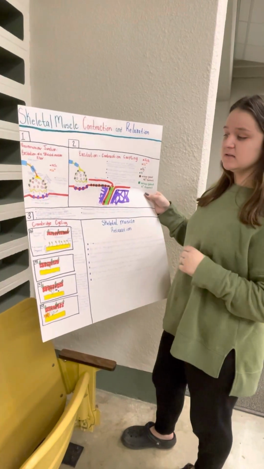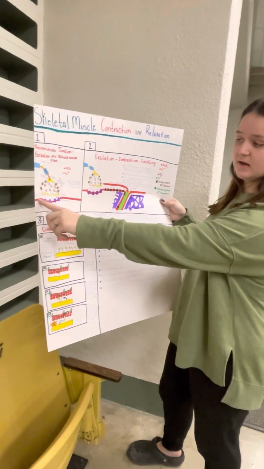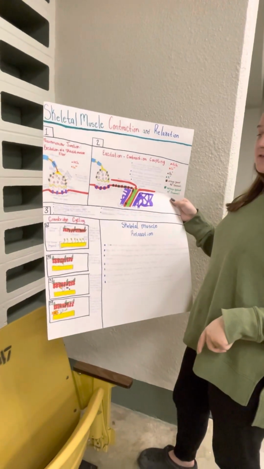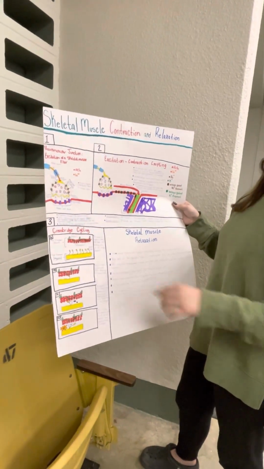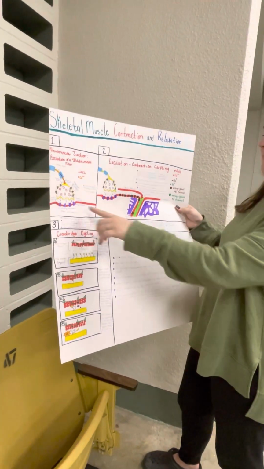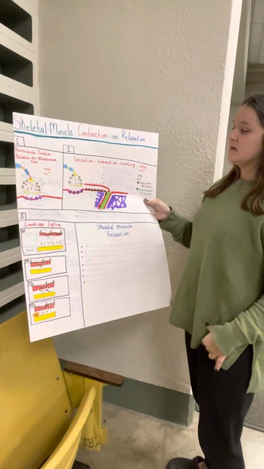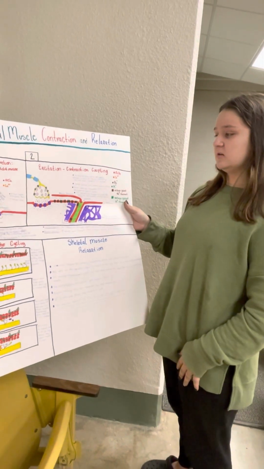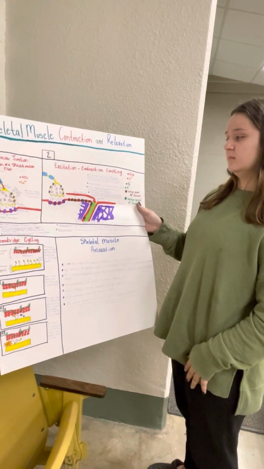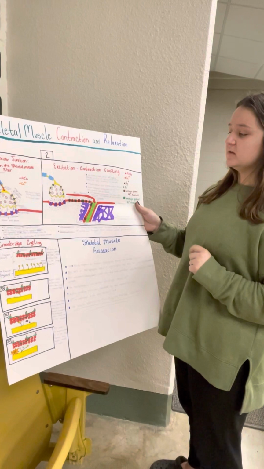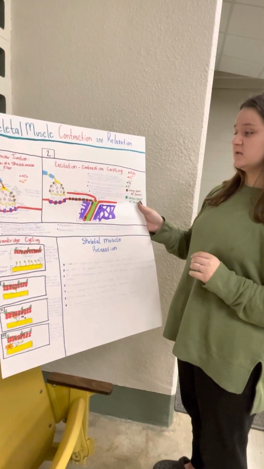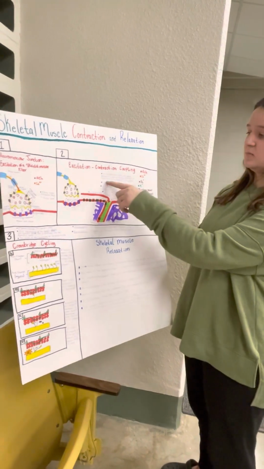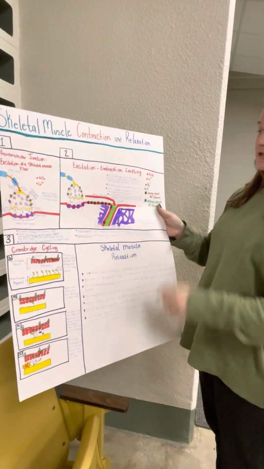ACh is exocytosed into the synaptic cleft, and the ACh binds to the ligand gates at the motor end plate, right here. So the next step is excitation-contraction coupling, and that's when ion channels open while sodium rapidly diffuses in and potassium slowly diffuses out until the end plate potential is reached.